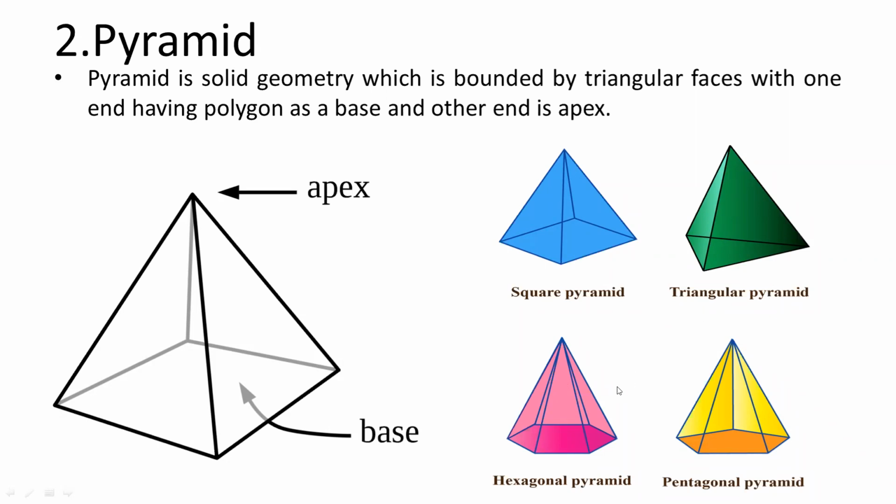But if you observe all these geometries, their faces are triangular in shape. So that is the differentiating point between the pyramid and the prism. For the prism, all the faces are rectangular, and for the pyramid, all the faces are triangular in shape.